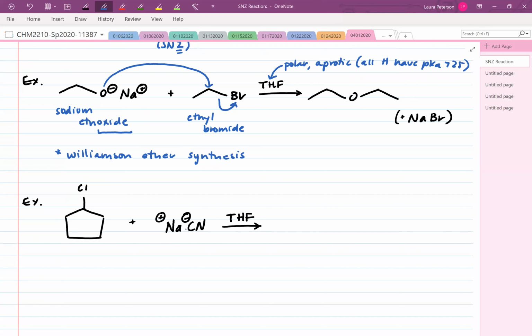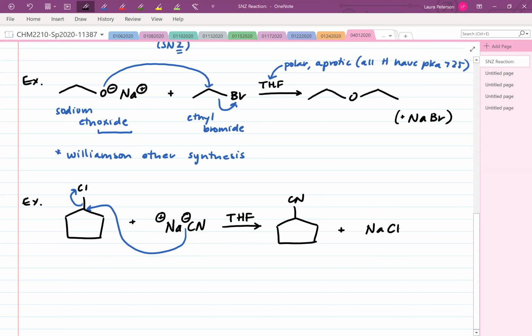In this case, cyanide would be our nucleophile. Cyanide is going to attack the carbon that bears the leaving group, and the leaving group is going to leave. Our product now is going to be a nitrile, and that took the place of our chloride. Then our byproduct here would be sodium chloride. I'll put that in parentheses and make the note there that this was our byproduct.